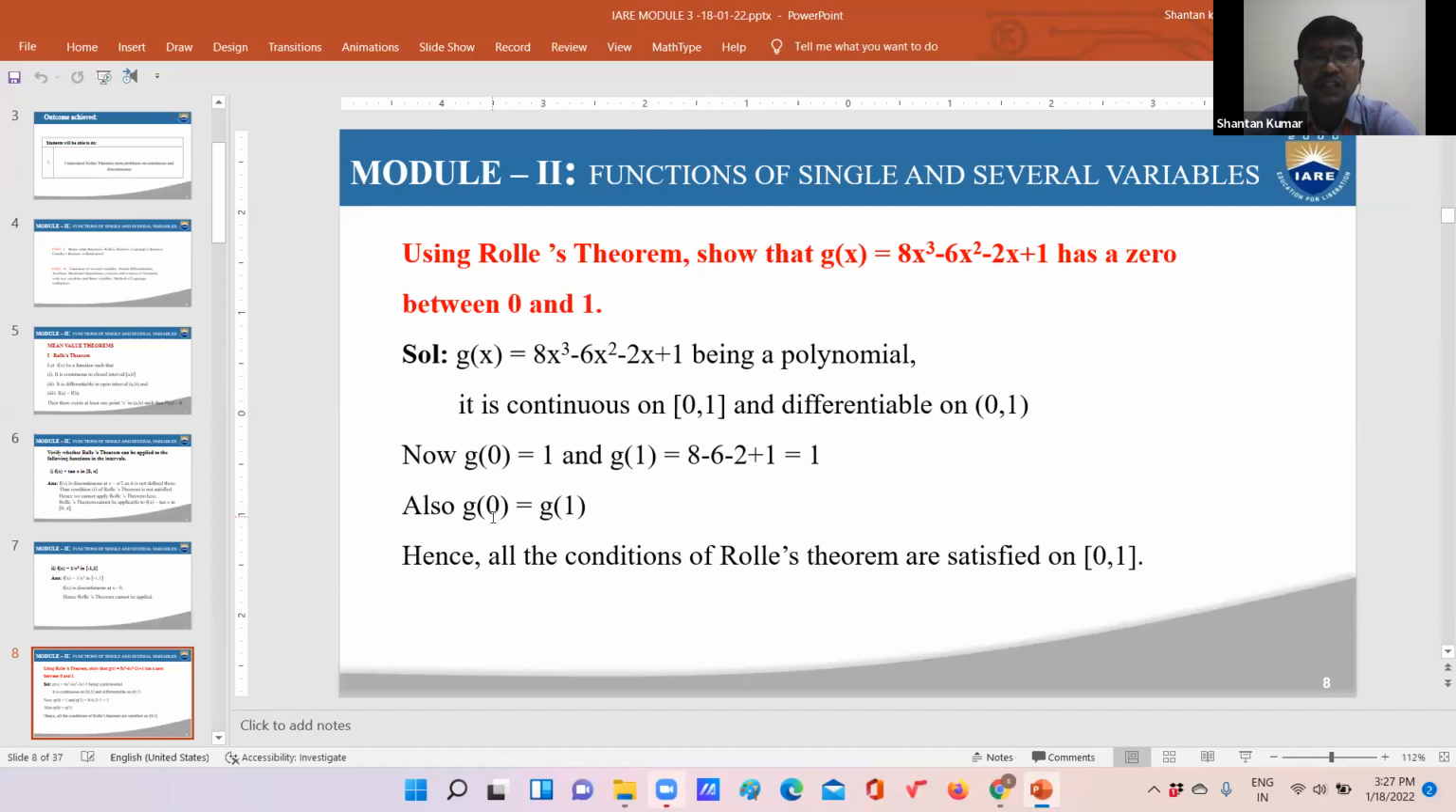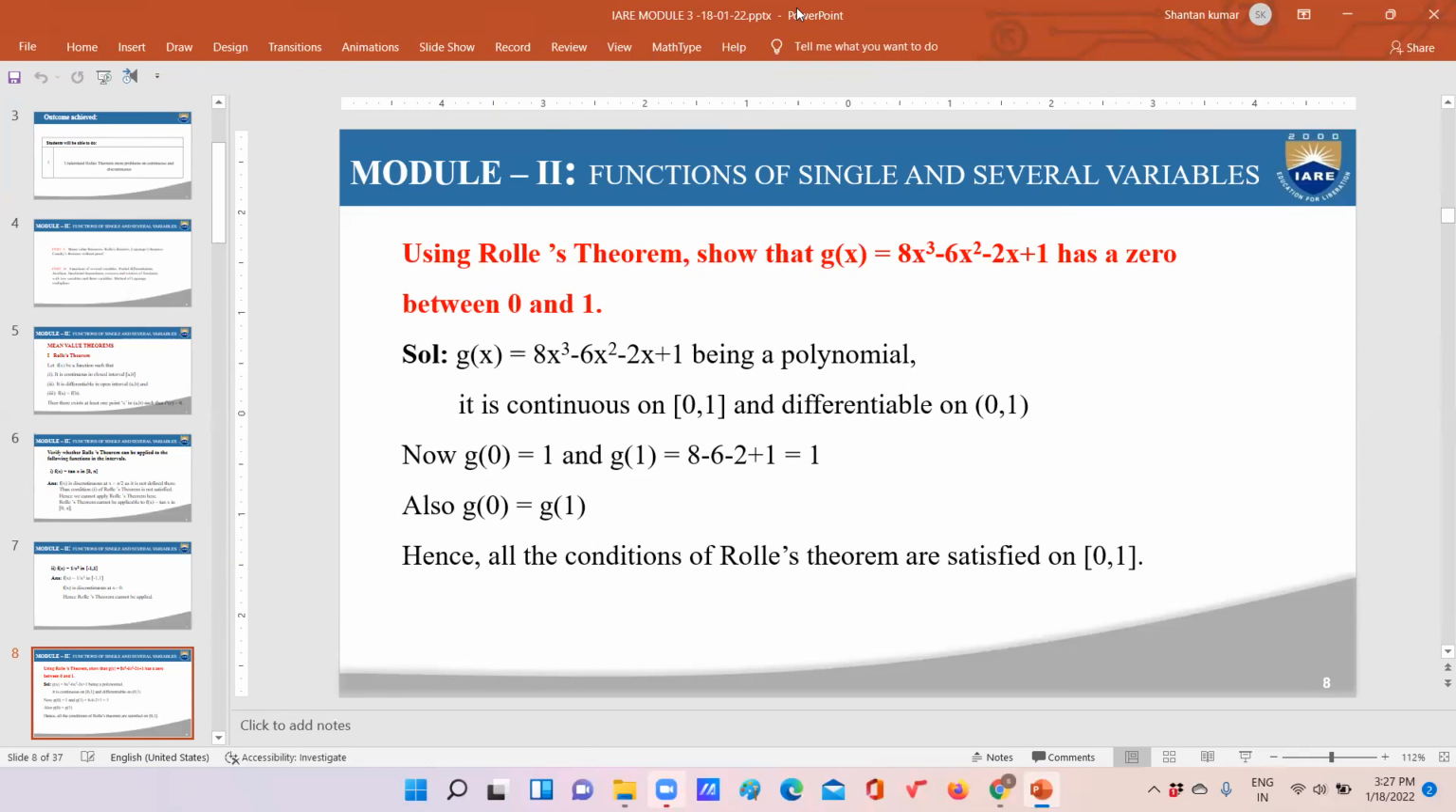Therefore, your conclusion is that g of 0 is equal to g of 1. According to this, the function is continuous as well as differentiable, and g of 0 is equal to g of 1. That means g of a is equal to g of b, or f of a is equal to f of b, is the condition. Is the problem completed? Yes, sir. What is the remaining part?